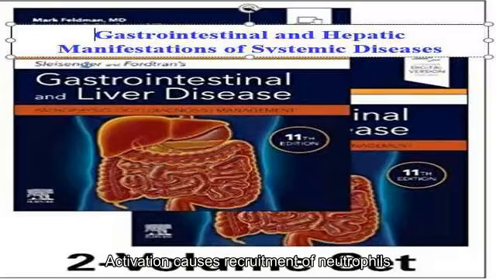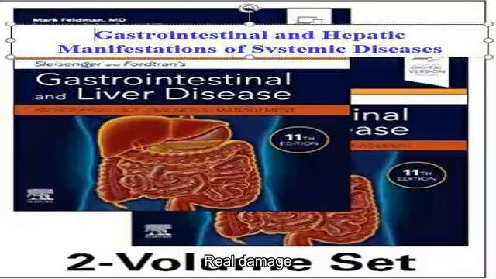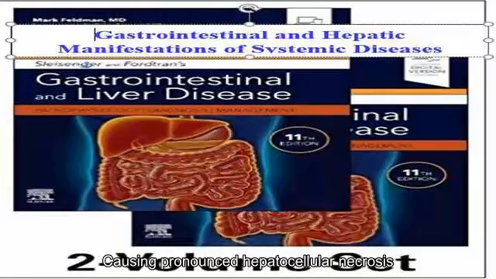Their activation causes recruitment of neutrophils, which, in turn, injure hepatocytes. Hepatic endothelial cells acquire procoagulant and pro-inflammatory activities. Endothelial damage, decreased blood flow through the sinusoids, and formation of fibrin microthrombi are the result of endotoxin-mediated compromise of the hepatic microvasculature, causing pronounced hepatocellular necrosis.